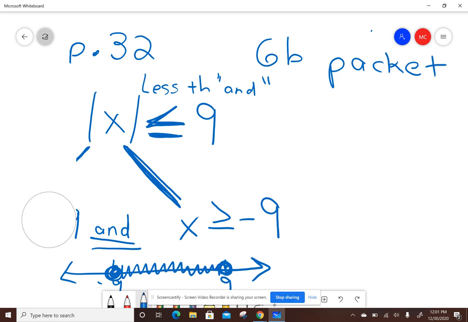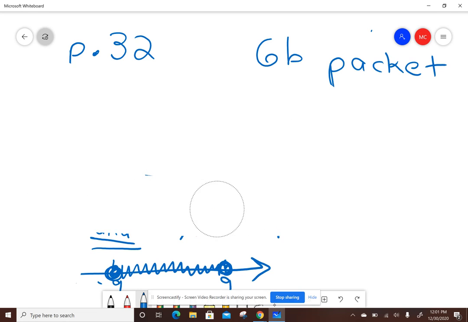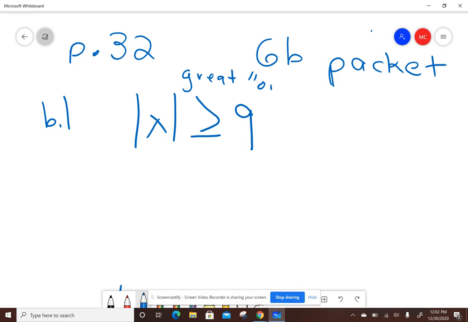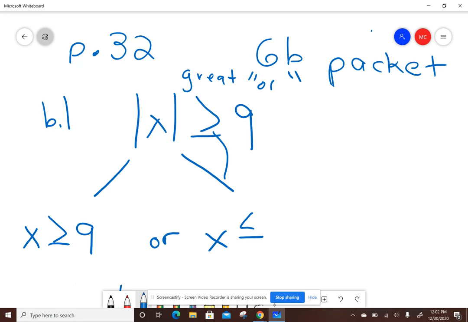Now let's look at B. B says the absolute value of x is greater than or equal to 9. So this is greater than, which means this is going to be a compound inequality connected with "or". So you copy the first one just as you see. For the second one, change the direction of the inequality sign and make this negative. So this says x is greater than or equal to 9, or x is less than or equal to -9.